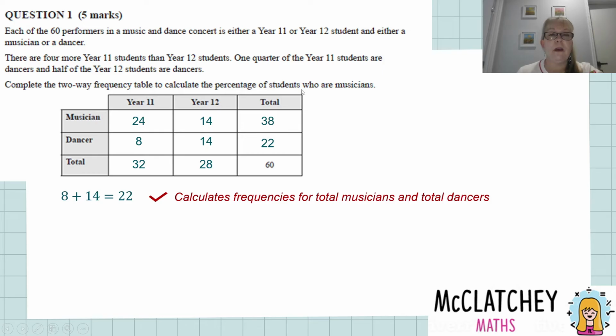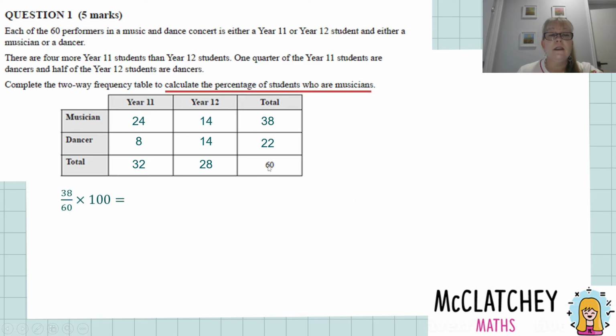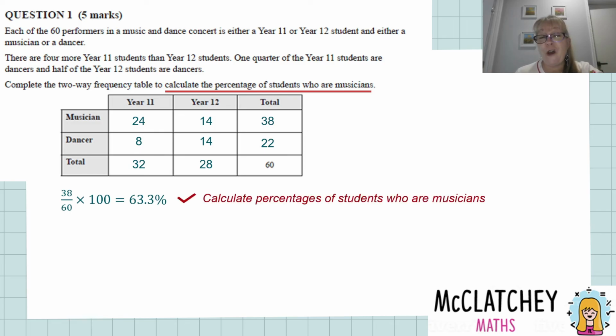Now this is not a super hard one. It's percentage of the total students. So it's going to be musicians, which is 38 out of 60. So 38 divided by 60 on the calculator times by 100 to get a percentage gives me 63.3% of the students are musicians, and I get my 5th and final mark.